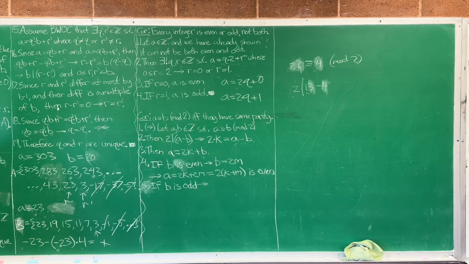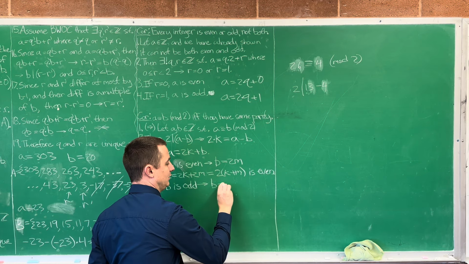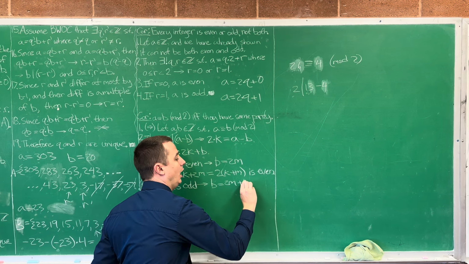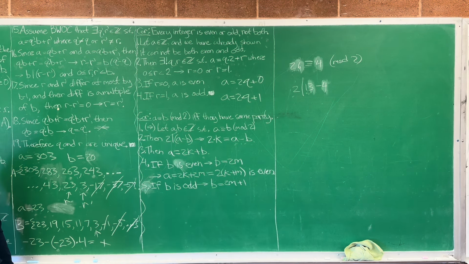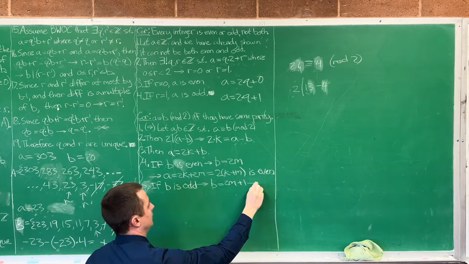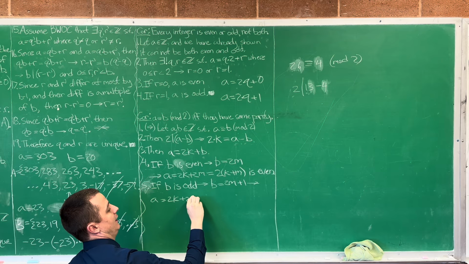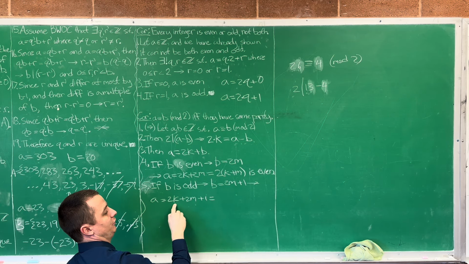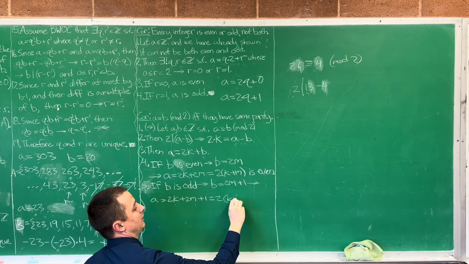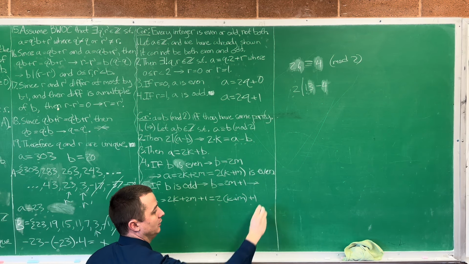A is equal to 2k plus 2m plus 1. Well, let's do it in one step. B can be expressed as 2m plus 1. That's what it means to be odd. And so then what is A equal to? 2k plus 2m plus 1, which is equal to, factor the 2 out, 2 times k plus m plus 1, which is 2 times an integer plus 1, is odd.